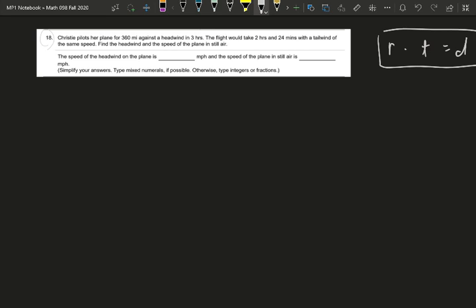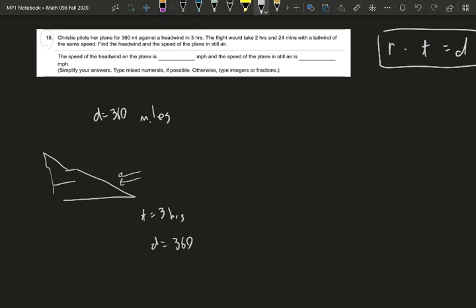Okay, so right here, it's against the wind, it takes 3 hours. With the wind, it takes 2 hours and 24 minutes. So what we're going to do is say we have a distance of 360 miles. All right, we have an airplane right here. First of all, it's going against the wind. The wind's going against it. So that's why the time is going to equal 3 hours. The distance is still going to be 360 miles.